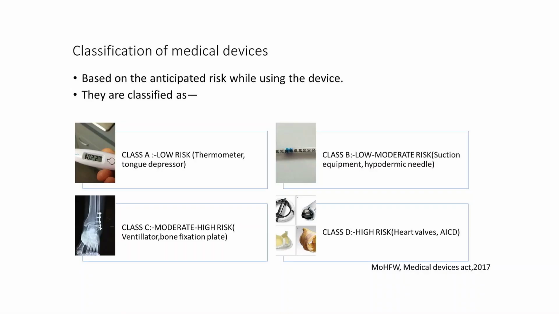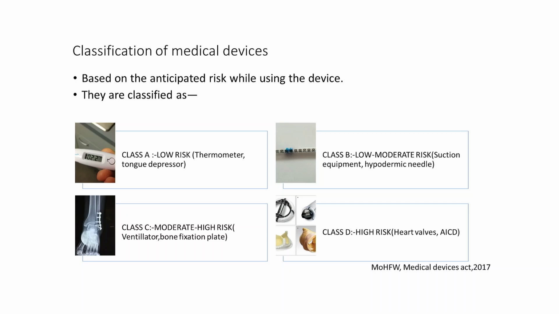Okay, so next we want to look very quickly into the classification of medical devices, because this is an implication of how they interact with the soft tissues, right? The classification of medical devices is based on anticipated risk while using the device. So a very simple criterion: what is the level of risk while using the device? That's the basis of classification. They are classified as class A, which is low risk, for example a thermometer or tongue depressor. So that's a class A low risk device, right?